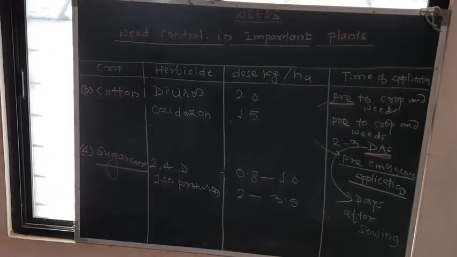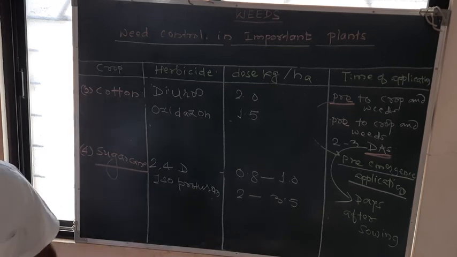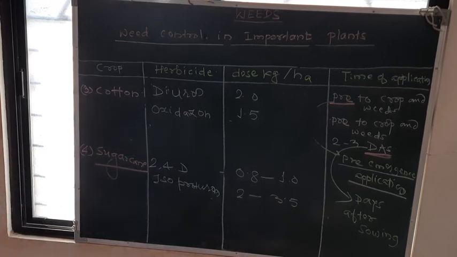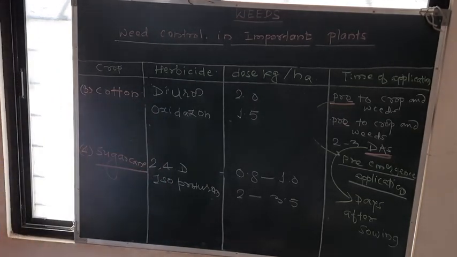Then next are wheat, paddy and groundnut. In these three crop plants, the same type of herbicides, doses per hectare, and time of application are used. The third type is biological weed control. This is regarding weed control in important plants.